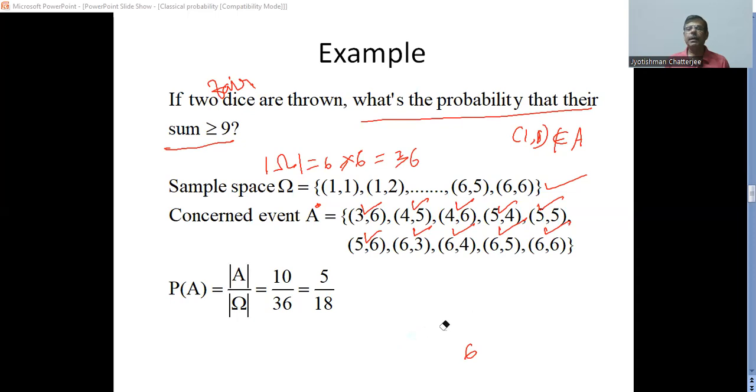So altogether, how many elements are there in A? How many elements altogether there are? Let me see. 1, 2, 3, 4, 5, 6, 7, 8, 9, 10. So size of A equal to 10. Once we find out the size of A, size of omega is already known. So probability of A now can we find out as the ratio of these two? 10 by 36, that is 5 by 18. Right?